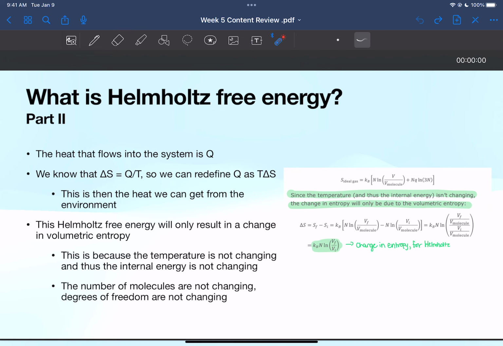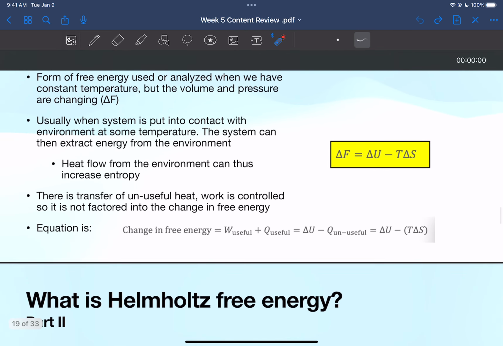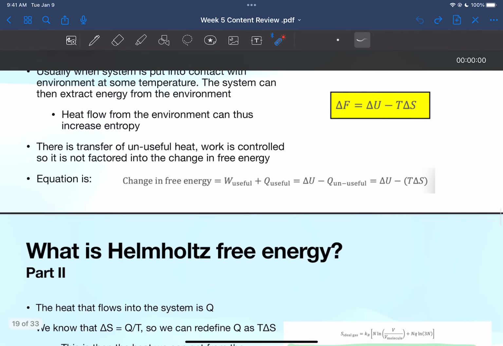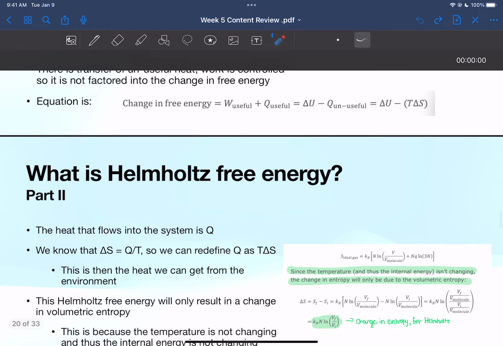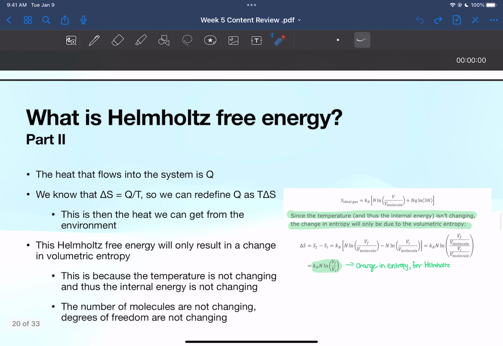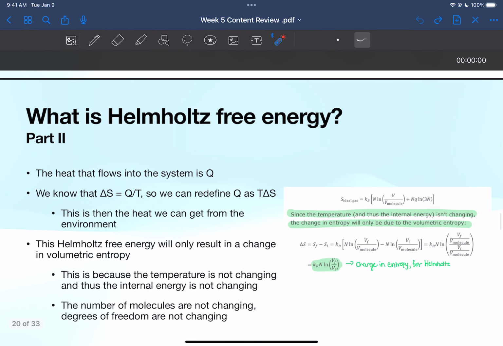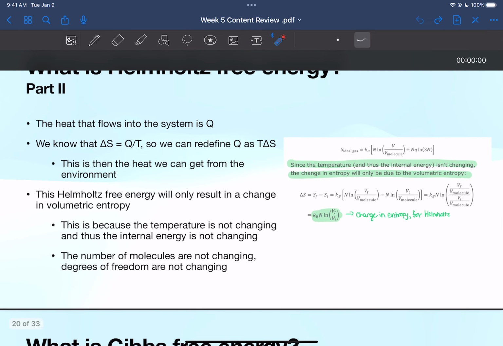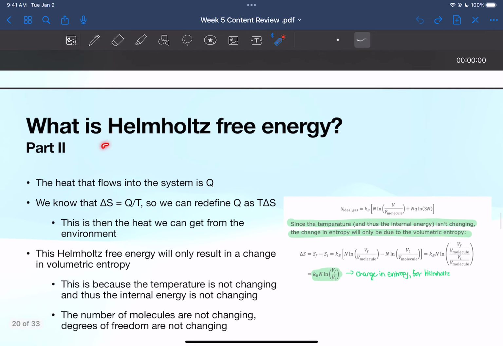But honestly, like I said, if you understand where this equation is coming from, what delta F is, what delta U is, and how to rearrange the variables, you should be good. I think that covers the Helmholtz free energy material.